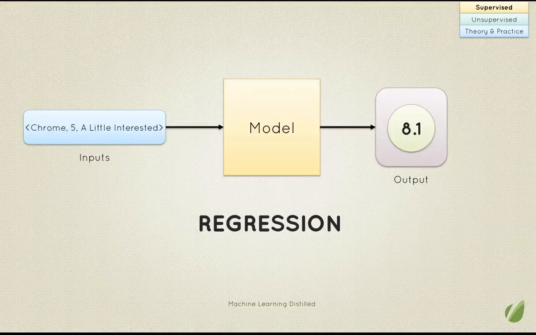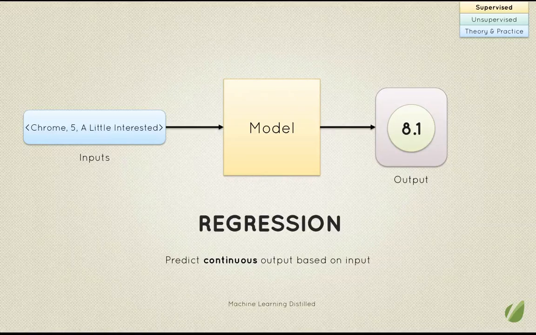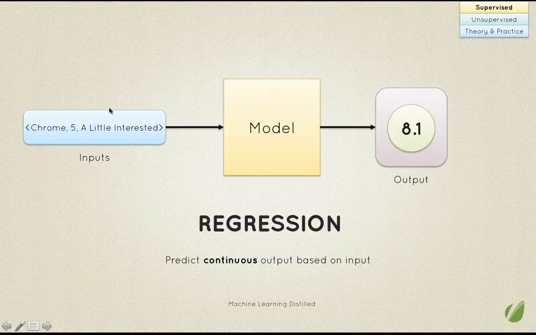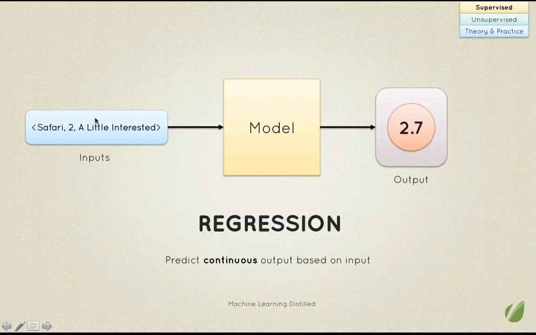The other type of supervised learning is regression. And in this case, the model outputs a continuous output based on some input. Using the example of the Computer Geek dataset, we see that we have the browser is Chrome, the person loves Legos, they're a little interested in bacon. We push that through the model, and the output is 8.1. That's the geek score for this set of inputs. Perhaps using Safari and a little interested in bacon, 2 on the Lego love scale. Their output is just 2.7.